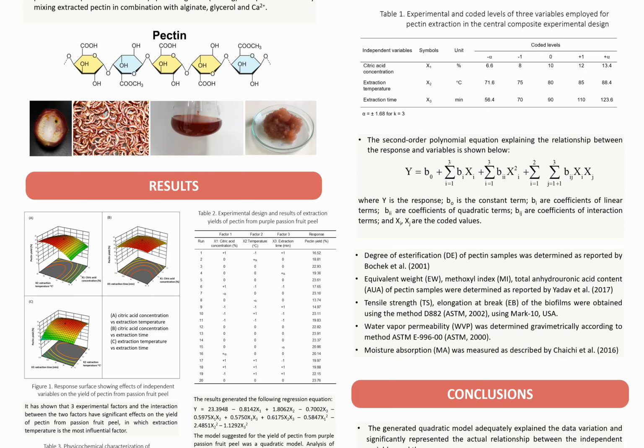The next step, after creating a biofilm from pectin and alginate, the specifications of this biofilm were also determined, including tensile strength, elongation at break, water vapor permeability, and moisture absorption.